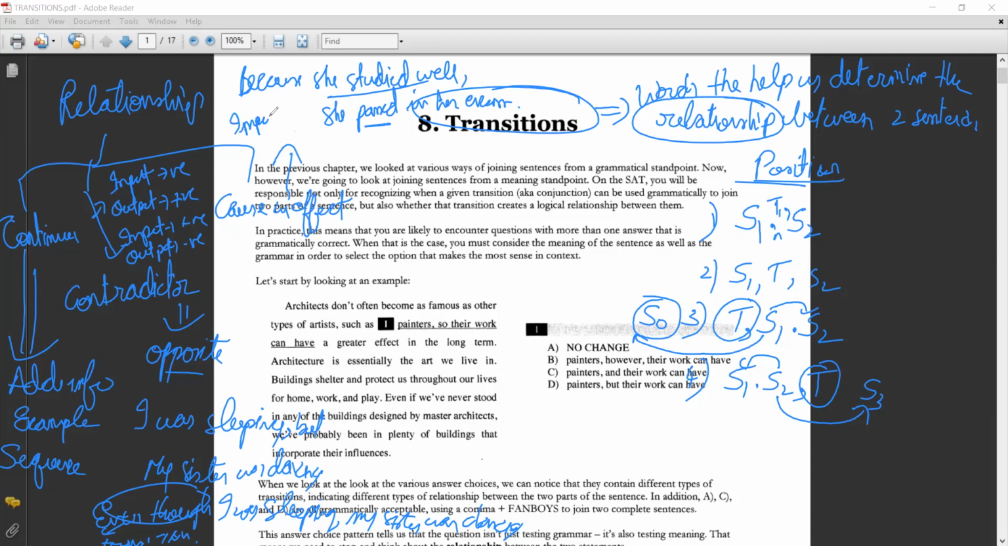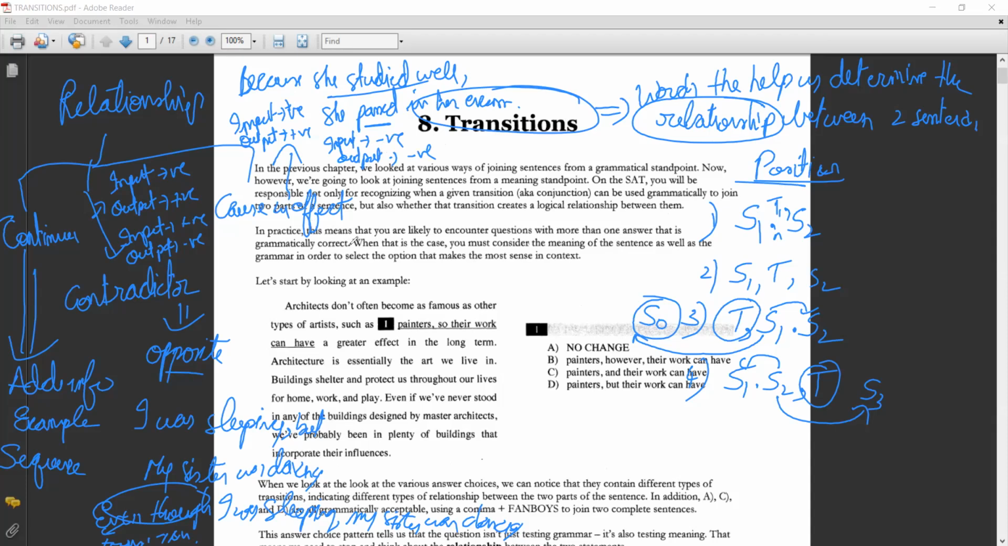If the input is positive, then the output also is positive. But if the input is negative, then the output also is negative. That's the major difference between a contradictor and a cause and effect. People get confused between contradictor and cause and effect. They don't remember this logic.